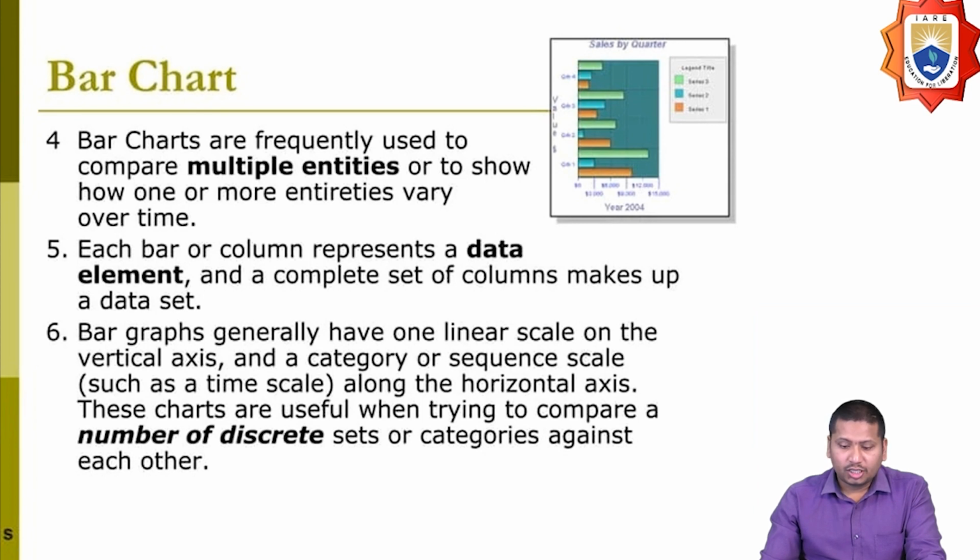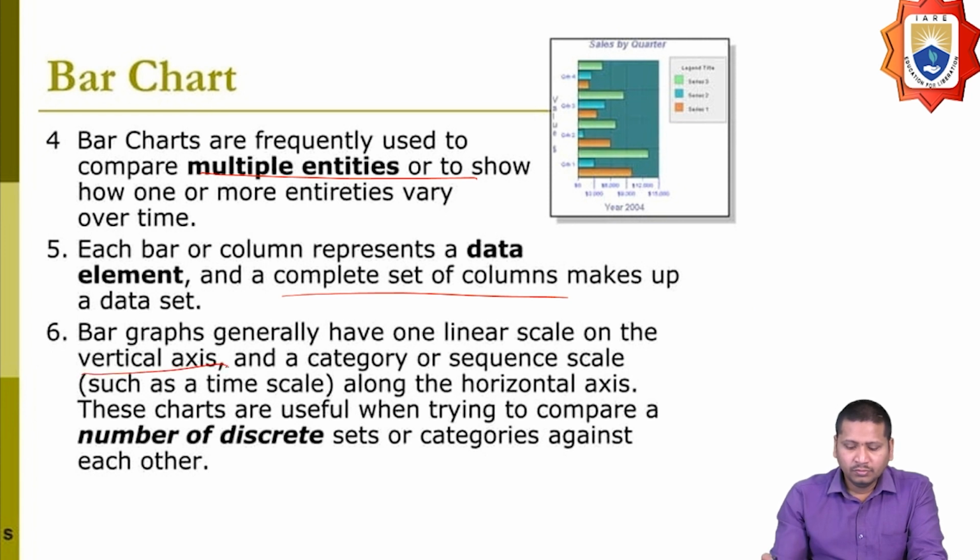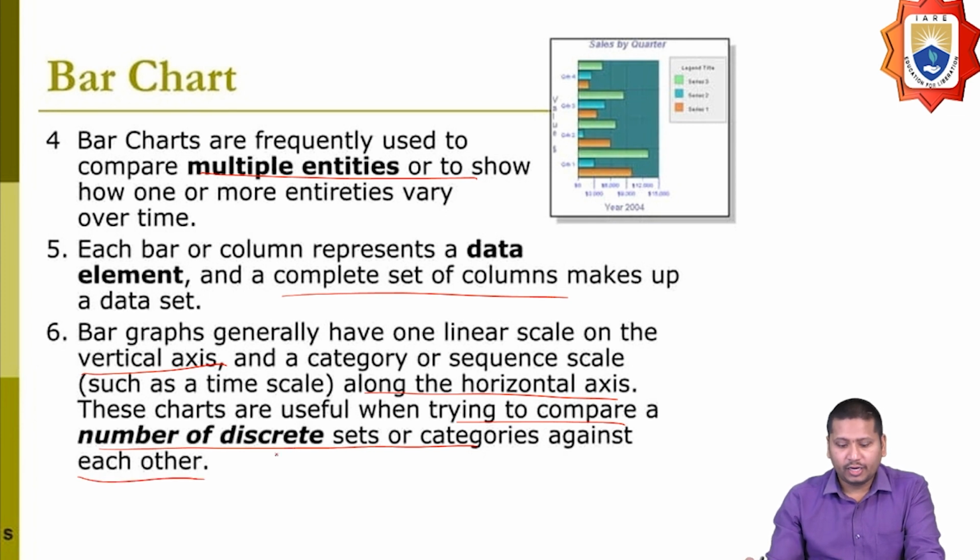Normally this bar chart is also frequently used to compare multiple entities, or to show how one or more entities vary over time. Each bar or column represents a data element, and the complete set of columns makes up a data set. This bar graph generally has one linear scale on the vertical axis, and a category or sequence scale along the horizontal axis. These charts are useful when I am trying to compare the number of data sets or categories against each other.